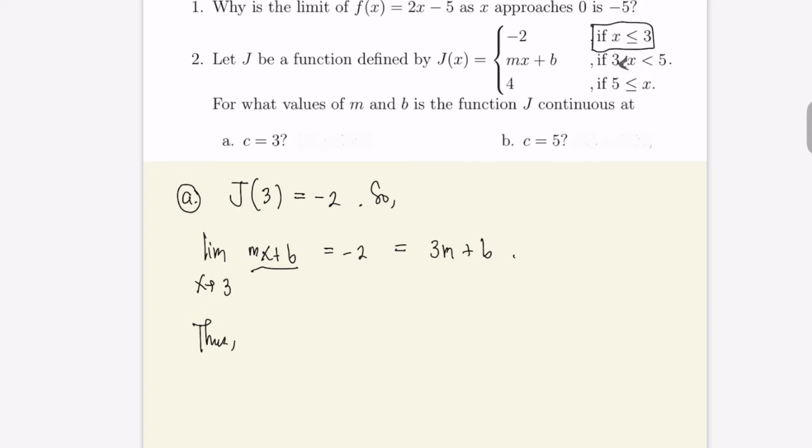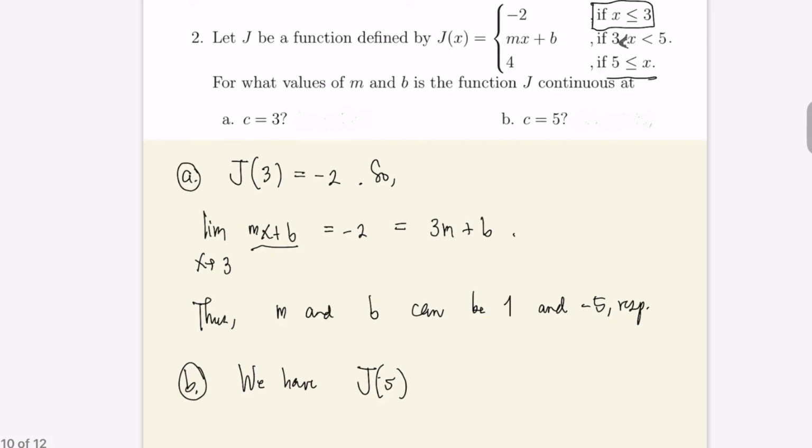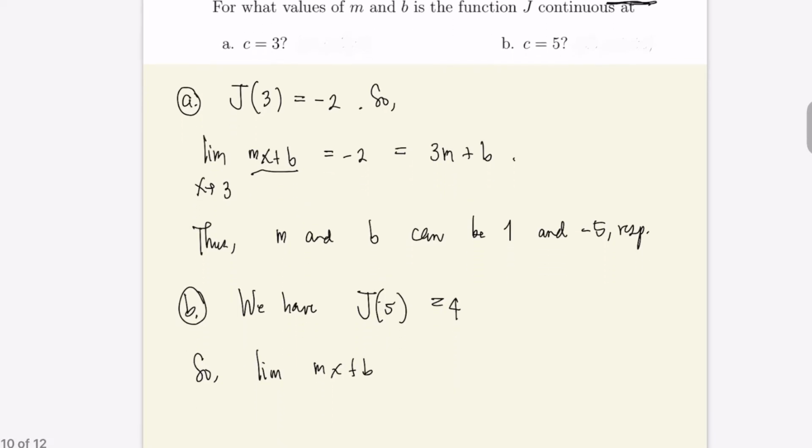So there are many possible answers eh. So m and b can be 1 and negative 5 respectively. So marami tayong answers dito, depende kung nagmamatch siya dyan. For letter B, so same pa rin. Letter B, we have j of 5. So dito tayo titingin. Yan. So that's equal to 4. So mangyayari, we have limit of mx plus b as x approaches 5 is 4.